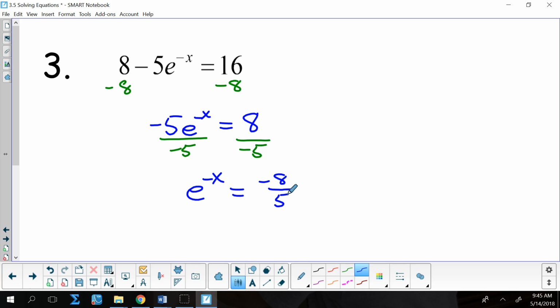So now we're going to switch forms with it, right? Because we've got our exponential term isolated. So I switch forms with it. So this becomes negative x equals the natural log, because it's log base e, right?